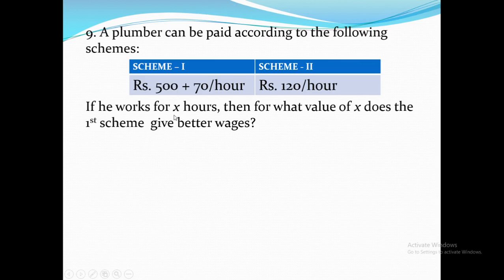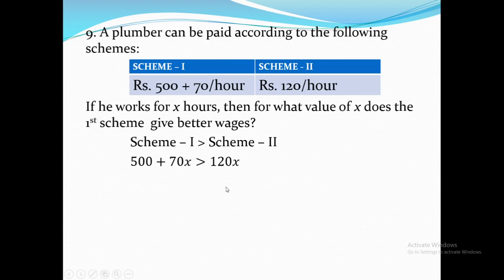Okay. So in the question they have given X is the hour, isn't it? So what is given? That is the first scheme must be better. First scheme must be better means what? Greater. So first scheme must be greater than the second scheme. So that is the condition we have framed. So in the place of scheme 1 you substitute here, in the place of scheme 2 you substitute here. So 500 plus 70 into how many hours he is working? X hours, so X. And here also 120 into X.